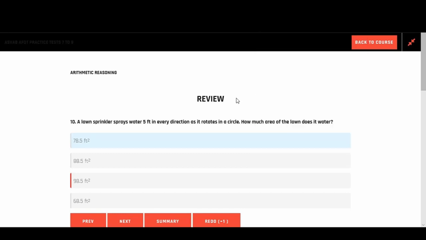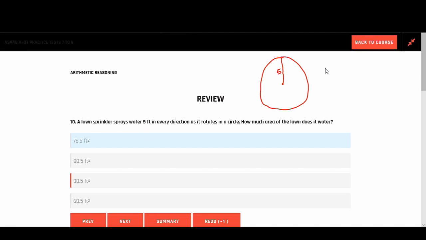All right, number 10 says a lawn sprinkler sprays water 5 feet in every direction as it rotates in a circle. How much area of the lawn does it water? So here's the sprinkler. Again, it's spraying water in a perfect circle. And we want to figure out how much area it covers. Since it's spraying in every direction, we can get the radius pretty easily. We know that's going to be 5, based on the information given in the question.